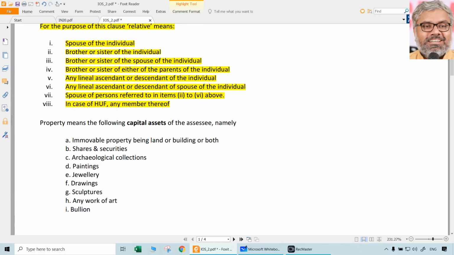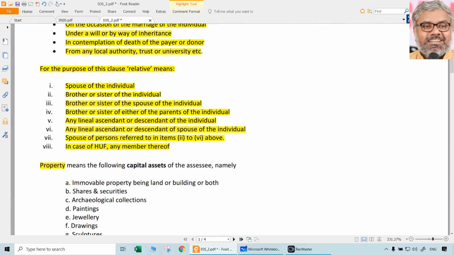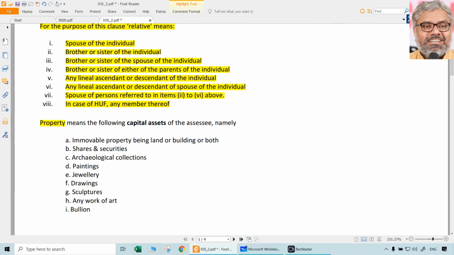Now, naturally, another point also becomes important, that is property. What is property? The word is used in many places. See, property here is not everything. That is where our whims and fancies and our imaginations and creativity should not come to work. What is defined in the income tax? Only for this purpose. What is property for this purpose? The following capital assets of the assessee are called property.